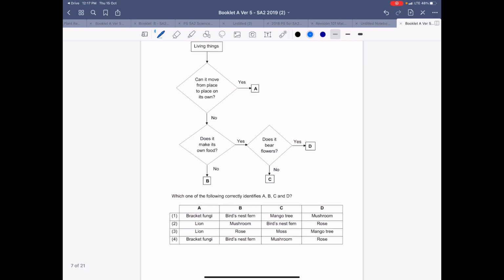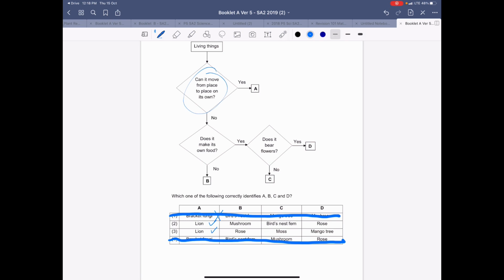So the first question that we ask is, can it move on its own? A can. Can your bracket fungi move? No. So straight away cross it out. Okay, wrong. The whole thing blank out already. Then look at the next one. Option 2, lion. Can it move on its own? Yes. Option 3, yes also. Option 4, bracket fungi, cross out. So like that, you already narrow down to 2 options.